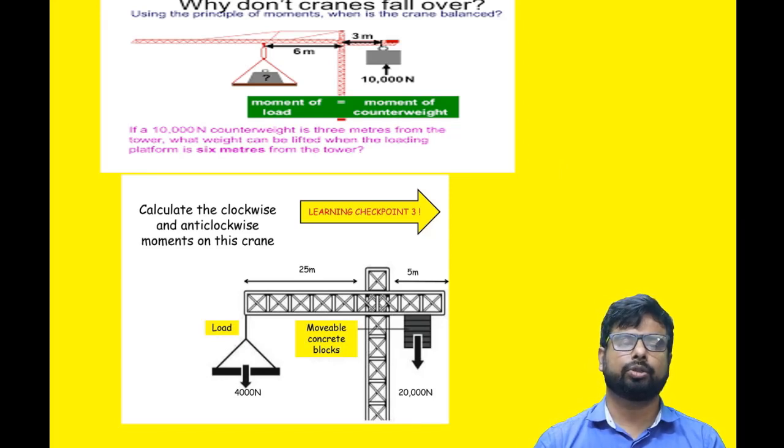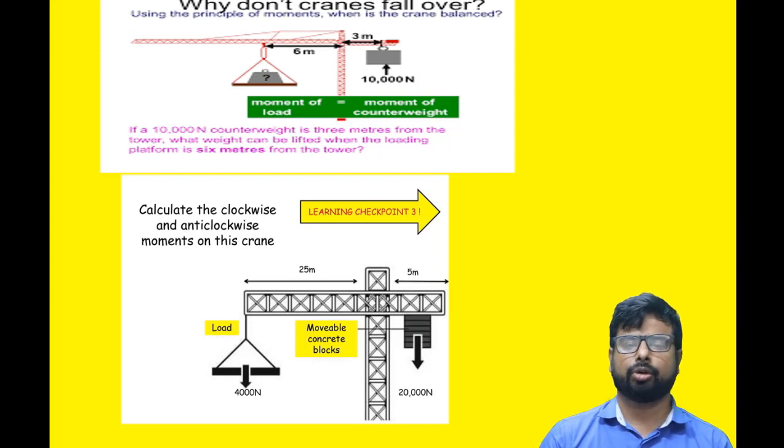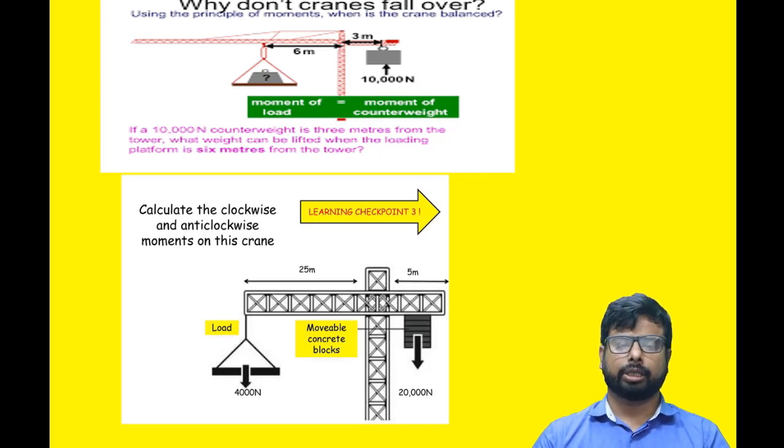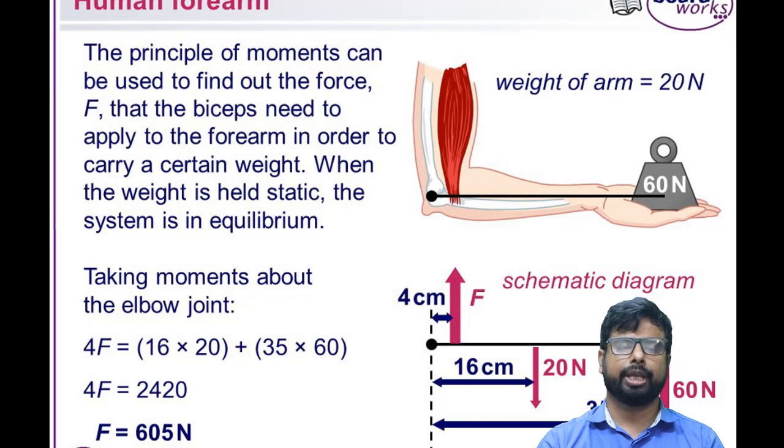Why don't cranes fall over? Using the principle of moments, when is the crane balanced? We know the moment of the load force equals the moment of the counterweight. So for the crane, find out the force F that the biceps need to apply to the forearm in order to carry a certain weight. When the weight is held static, the system is in equilibrium. So taking moments about the elbow.